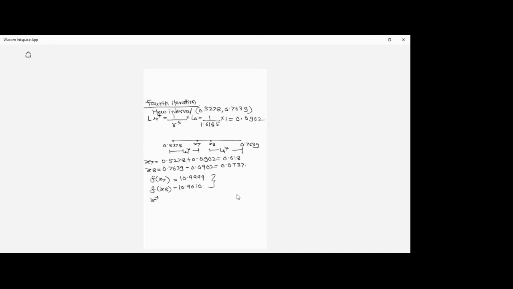So what we can do is find out the x star value. X star will be the average of 0.6188 plus 0.6737 divided by 2, and therefore the value of x star will be 0.6458. So this is the value of x star. We can find out the value of f of x star by putting it in the equation, and it comes out to be 10.7638, right? So this is after the fourth iteration. Anyway, after the fourth iteration we have to stop, right? So this ends your numerical.